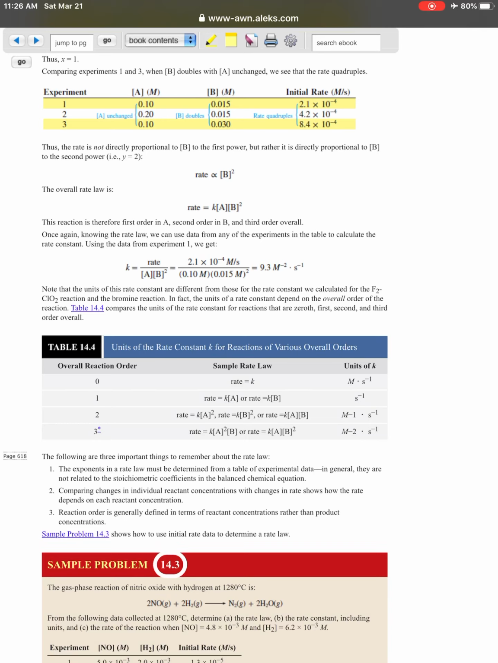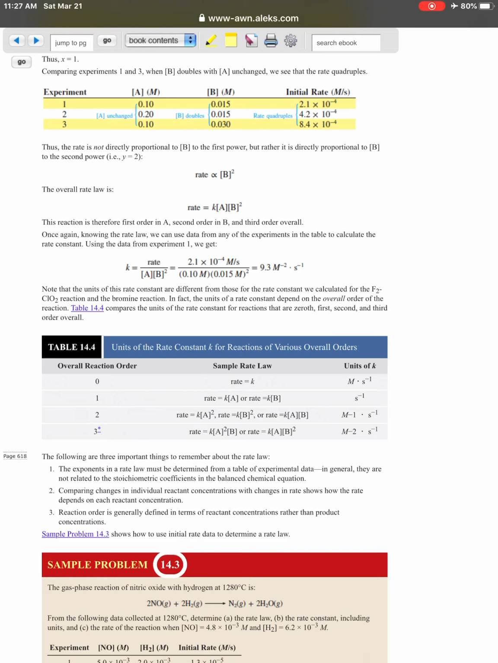Note that the units of this rate constant are different from those for the rate constant we calculated for the F2ClO2 reaction and the bromine reaction. In fact, the units of a rate constant depend on the overall order of the reaction. Table 14.4 compares the units of the rate constant for reactions that are 0th, 1st, 2nd, and 3rd order overall. Those are essentially the only 4 possibilities that you would see in this course. So Table 14.4 says, look, here's our overall reaction order. Here are the units. So you can take a look at those units right there.